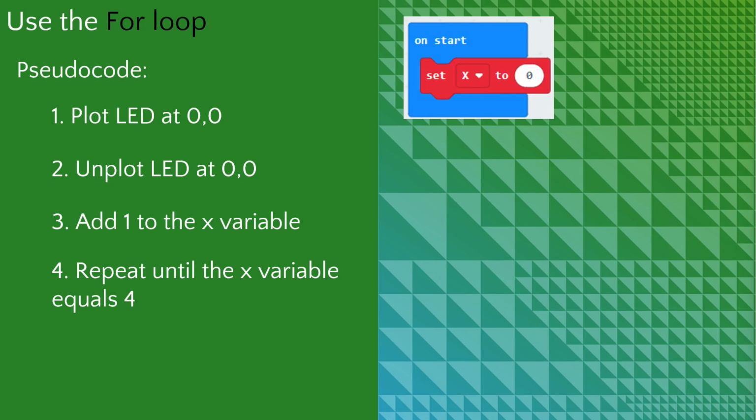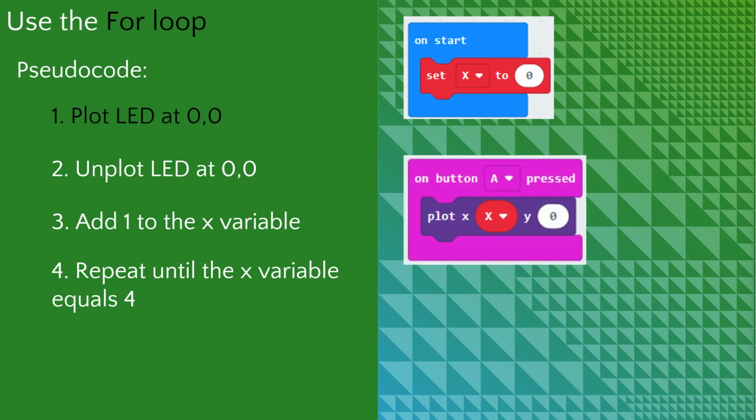So first thing, we need a variable. So create one called X. Remember to go into the variables toolbox, create a variable, and I just named mine X. Since we want the LED 0, 0 to be our starting point, we want to set that X variable to be 0. So bring out a set variable block and keep that value at 0.